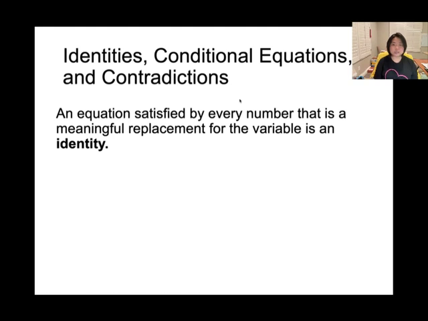Okay, identities, conditional equations, and contradiction. An equation satisfied by every number that is a meaningful replacement for the variable is an identity. So, for example, this is the equation. If I distribute for the 3, I'm gonna get 3x plus 3. So 3x plus 3, this is equal to 3x plus 3. And then no matter what you put for the x here, you're gonna get the true statement.